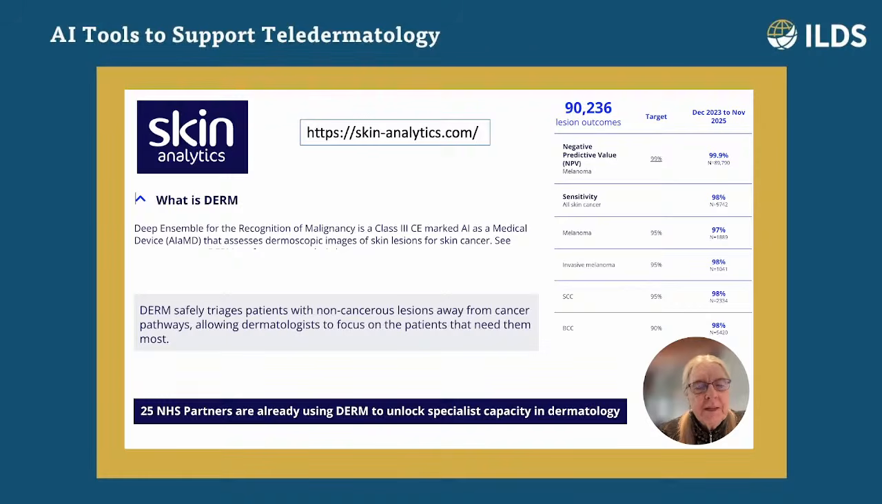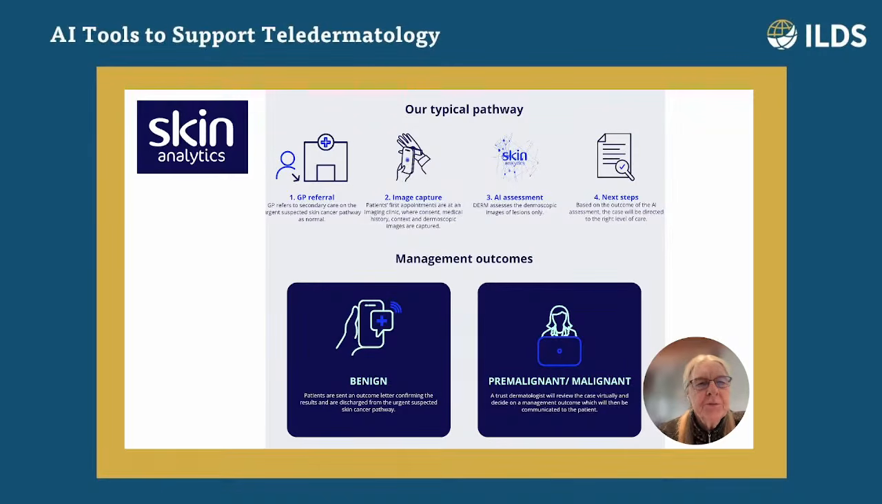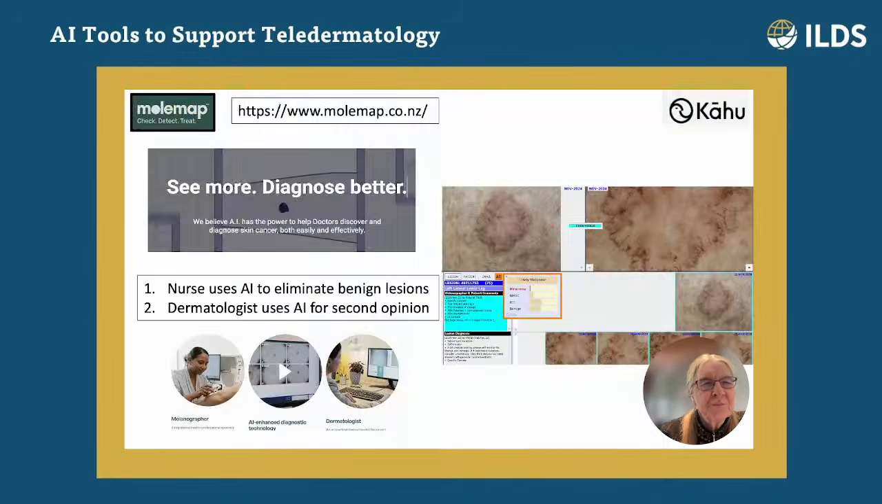The analytics can give a diagnosis and help the dermatologist with all the other lesions that go to it in teledermatology. So the GP refers, the patient goes to an imaging centre to have the image captured. Skin Analytics DERM assesses the images and either sends the patient an outcome letter confirming it's benign and discharging from the skin cancer pathway, or that it's pre-malignant or malignant, and a dermatologist will then look at images and text and decide what's best for the patient.